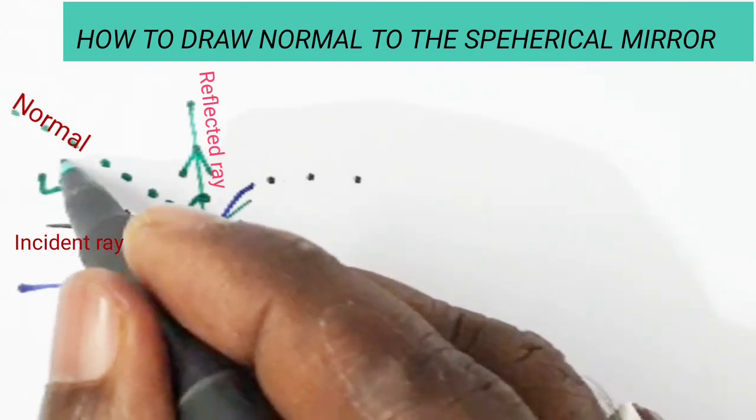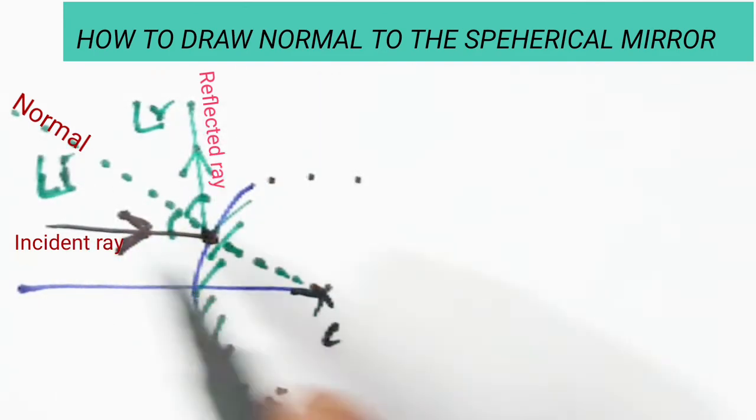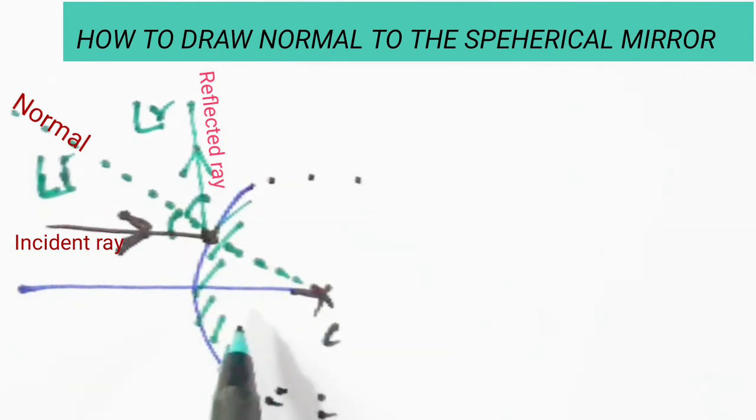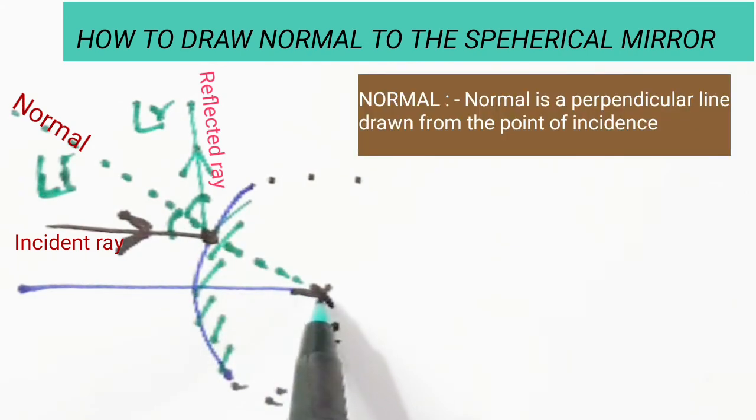Angle of incidence, angle of reflection. In this way, it will go. Now, I hope that you got the point of how to draw the normal for a spherical mirror. From the center of curvature, you have to draw a perpendicular line at the point of incidence. I hope that you got this one.